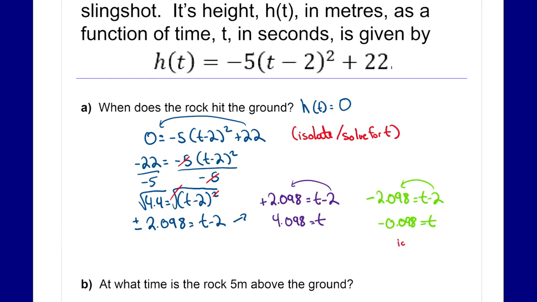Because we can't have negative time, we ignore this value because it is negative, only because it's dealing with time. So then, therefore, the rock hits the ground after 4.098 seconds. So again, we're trying to find a solution for a given value, or for a given situation, very similar to the other ones that we were doing. We're just given a different equation.